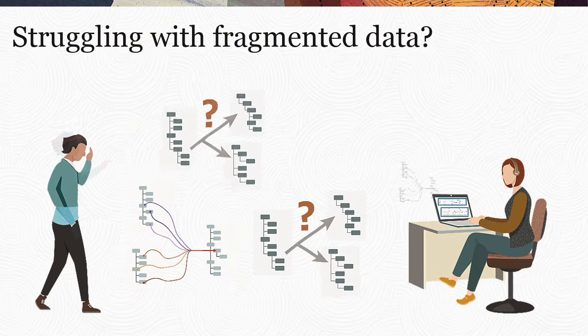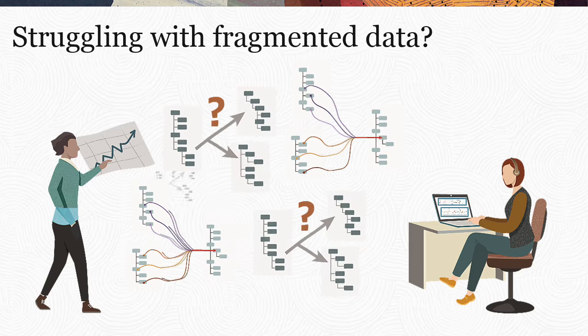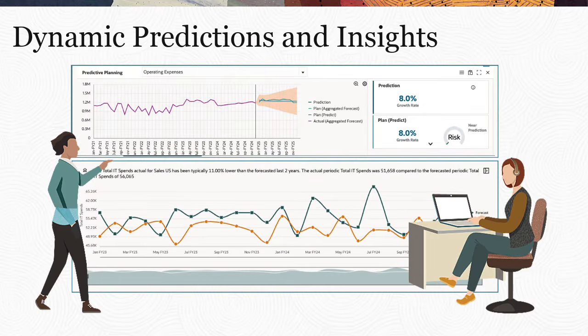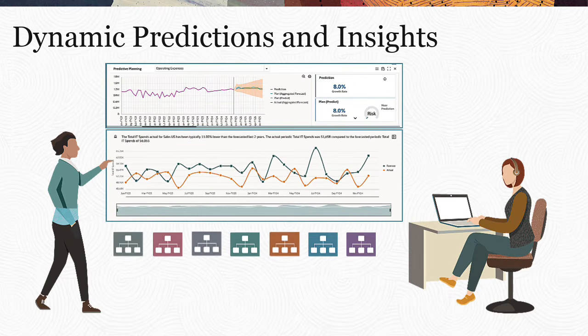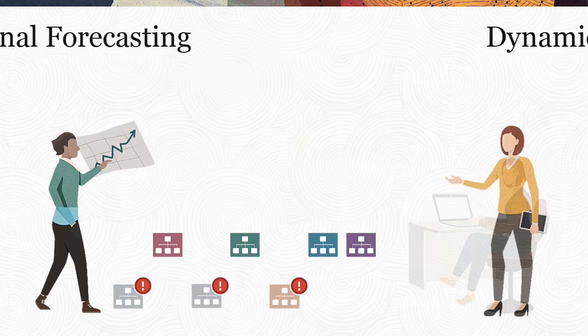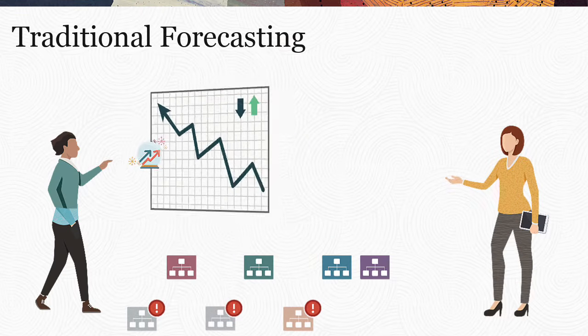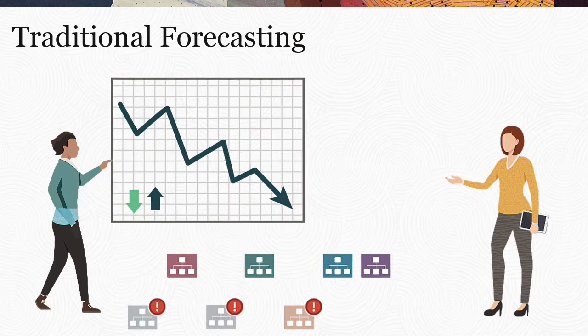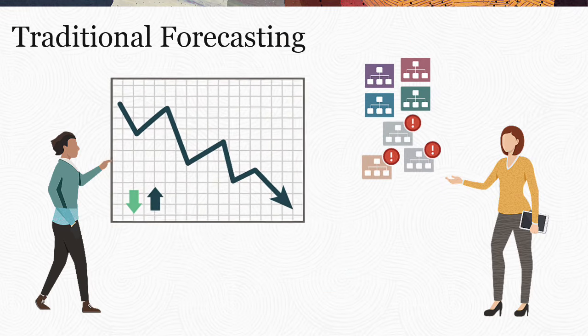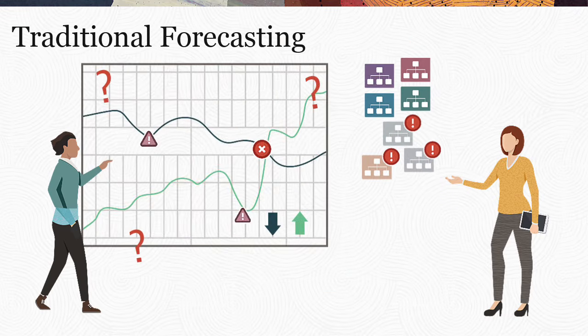Are you tired of making critical decisions based on incomplete or unreliable data? Dynamic predictions and insights provide meaningful summary-level information when subcategory data, such as level 0 members, is missing. Traditional forecasting often struggles when data at the lowest levels of your organization is missing, inconsistent, or just plain inaccurate. This can lead to skewed insights and uncertain plans.